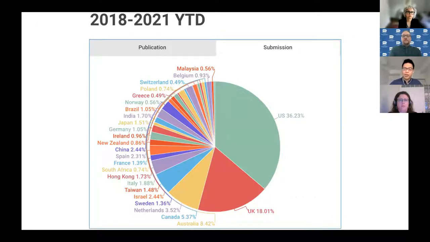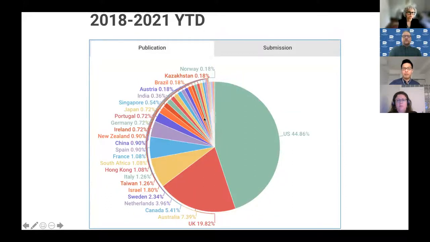The final topic I want to touch upon is the effort to increase inclusiveness in terms of publication. This pie chart shows the percentage of submissions from different countries to our journal between 2018 and 2021 till now. As you can see, most submissions come from the US, UK, Australia, Canada, some European countries like the Netherlands, Sweden, and other countries like Israel, Taiwan, Italy, Hong Kong, South Africa. In terms of publication, it remains similar: most of the publications still come from these countries outlined above.